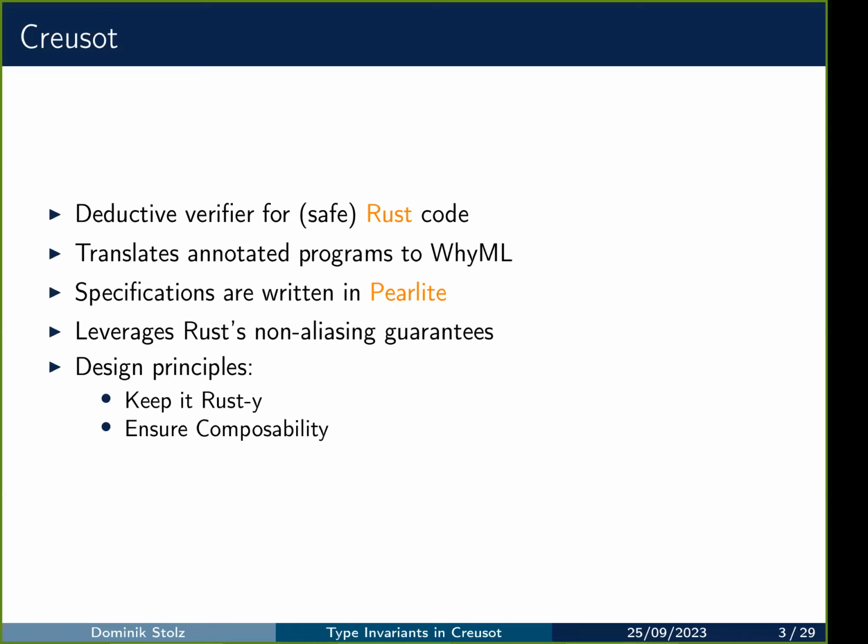And the second design principle is ensuring composability, which means that we want to support as large a subset of Rust as possible, and all the different features of our verifier should interact well with each other.